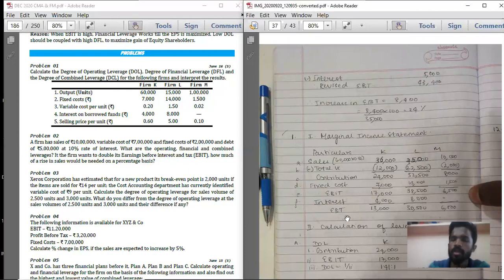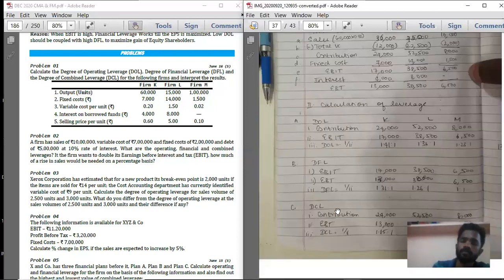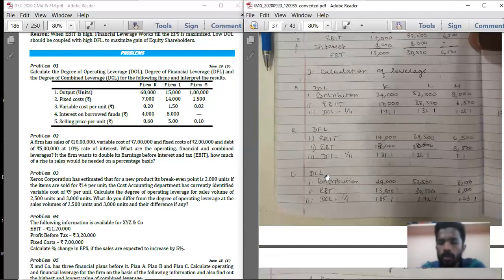So contribution divided by EBT is DCL, contribution divided by EBIT is DOL, and EBIT divided by EBT is DFL. Remember this, that's all, three formulas. If you remember these, you can easily answer any sum from this leverage analysis. So small Roman number 1, contribution. Just copy it: for K it is 24,000, for L 52,500, and for M 8,000.